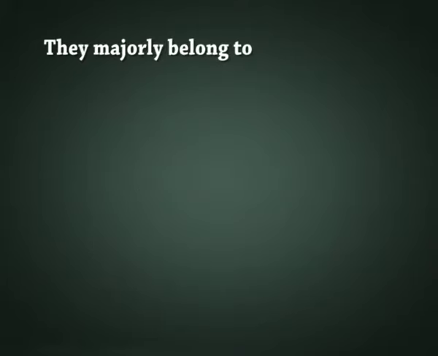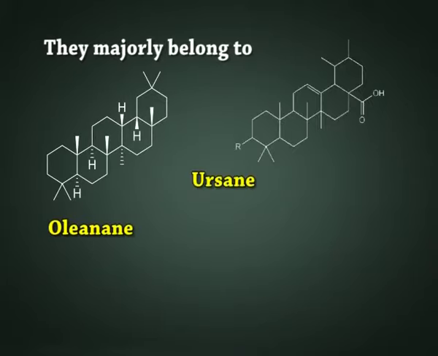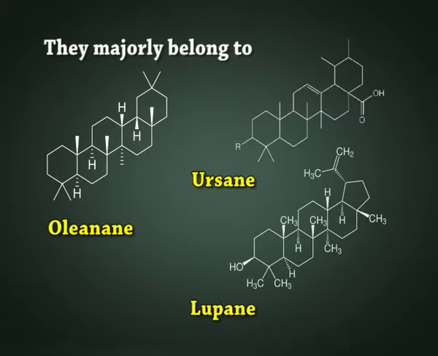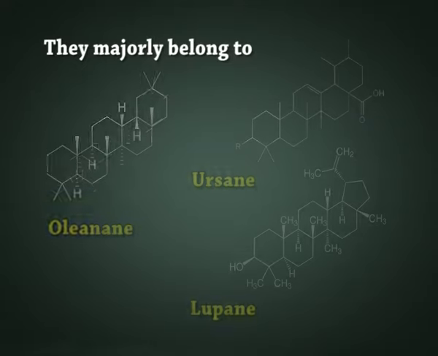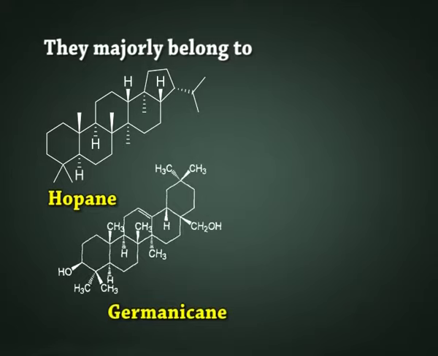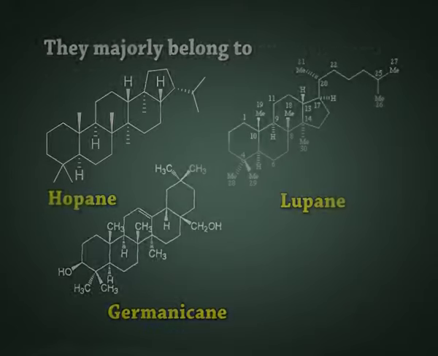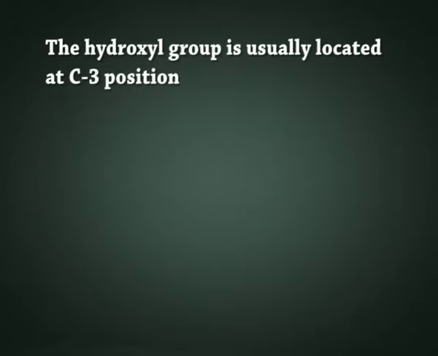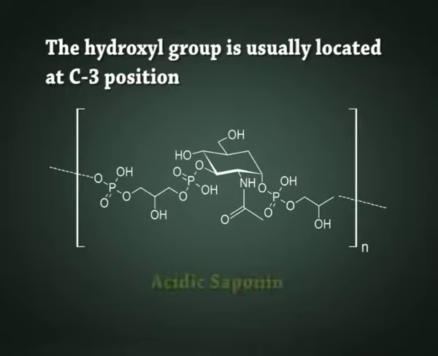They majorly belong to the oleanane, ursane and lupane types, but sometimes they are also seen as hopane, gammacerane or dammarane types. The hydroxyl group is usually located at the C3 position. They are majorly found to be acidic saponins as they contain a carboxyl group.